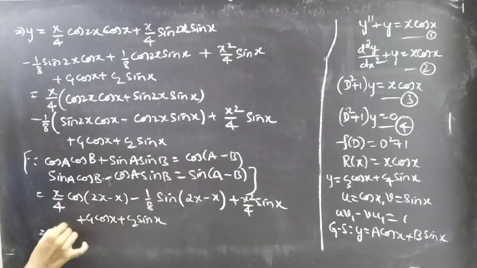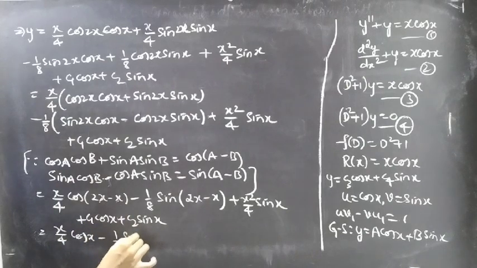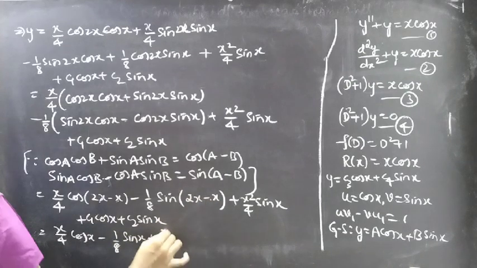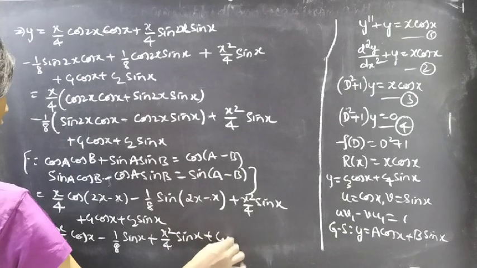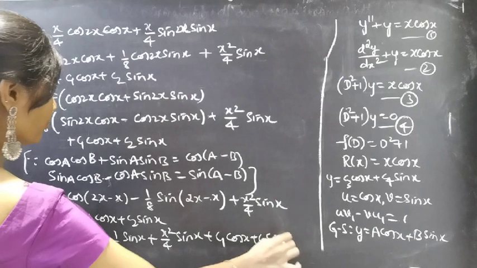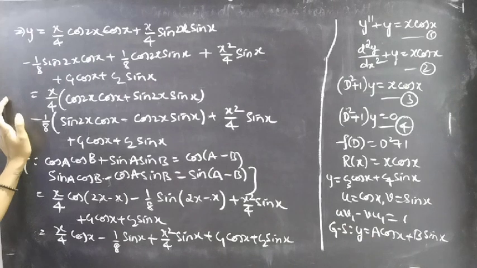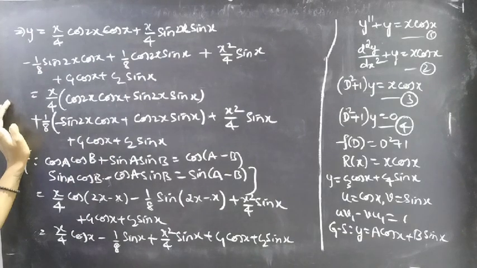This gives us x by 4 cos 2x minus x is x, minus 1 by 8 sin of 2x minus x is x, plus x squared by 4 sin x plus C1 cos x plus C2 sin x. Okay, if in case you are taking plus 1 by 8 common from the two terms, you'll get plus minus plus, simple.